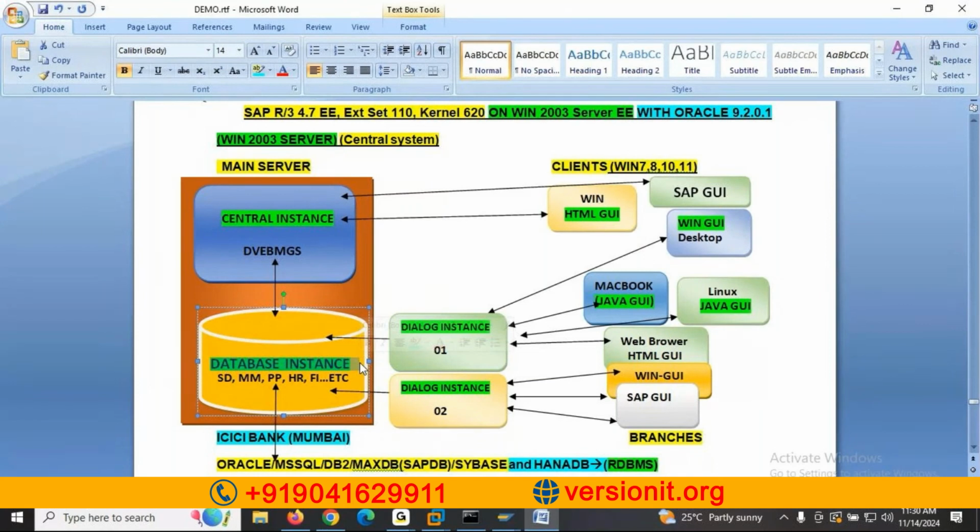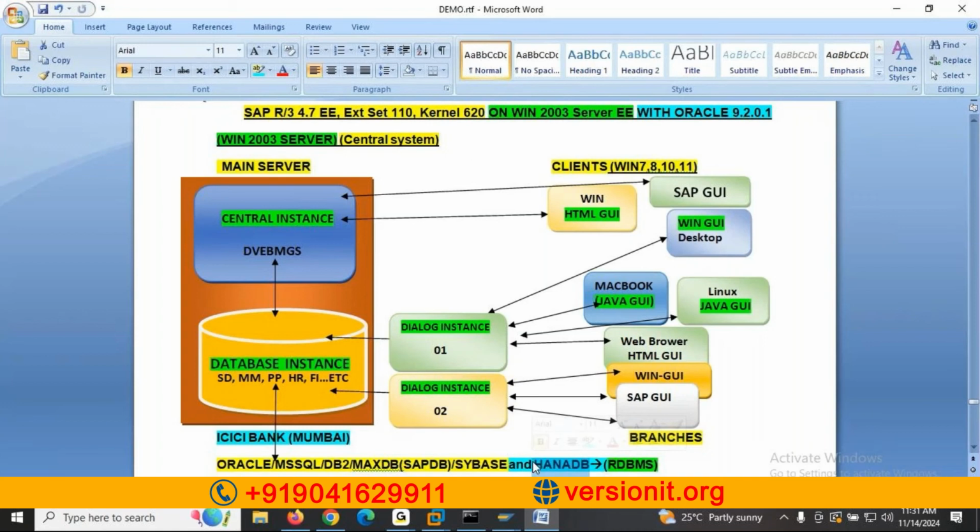And it can be loaded on any RDBMS, like Oracle, MS SQL, DB2, MaxDB, Sybase and HANA.